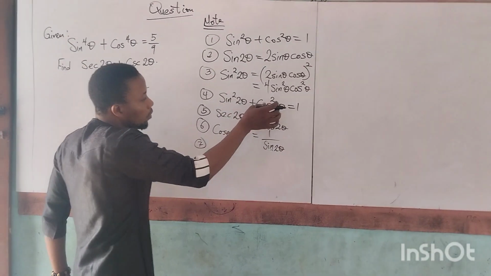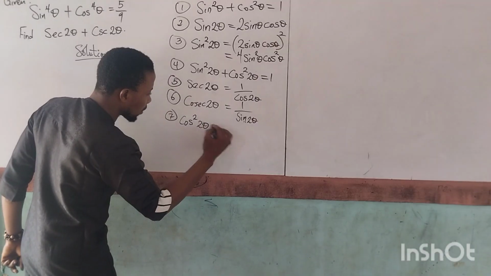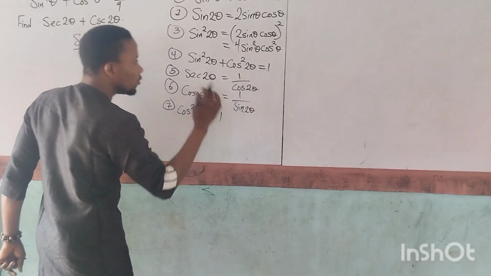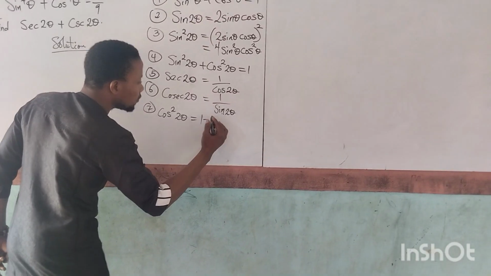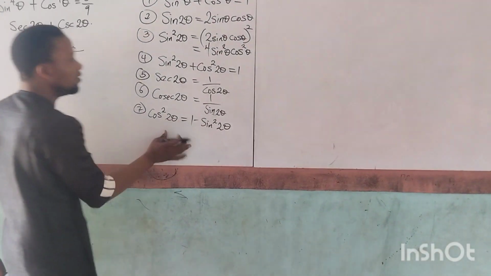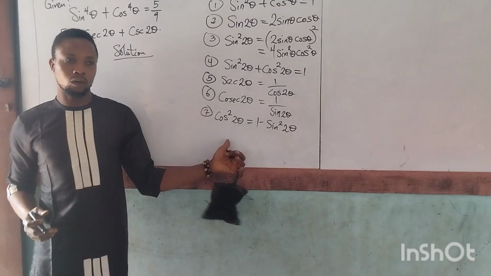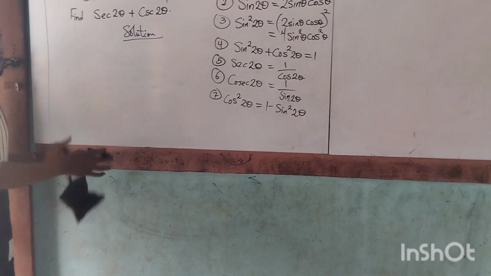From here, if I want to get cos square 2 theta, I can call it 1 minus, if I bring this one to this side, sine square 2 theta. This is very, very important in solving this question. Now let's solve the question.